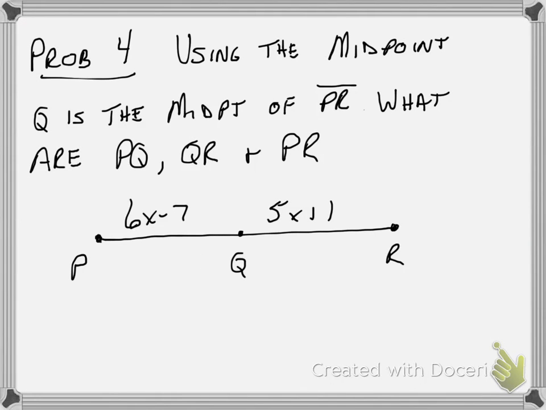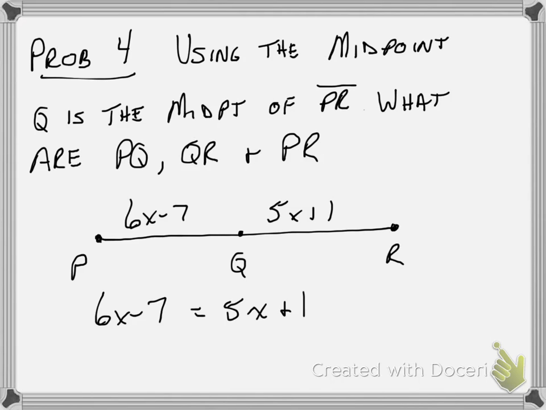Problem 4 deals with using the midpoint. The midpoint, in this case Q, is a point that is halfway between two other points, hence why it's called the midpoint. So Q is the midpoint of PR. What are the lengths of PQ, QR, and PR? With Q being the midpoint, what it's saying is the distance of PQ is equal to the distance of QR. So I'm going to take the value of PQ, which is 6x minus 7, and set it equal to the value of QR, which is 5x plus 1.